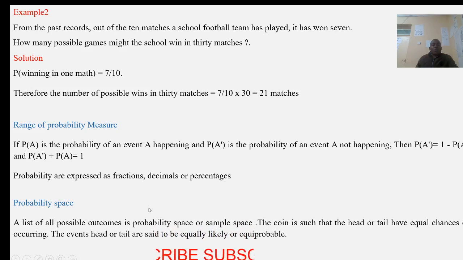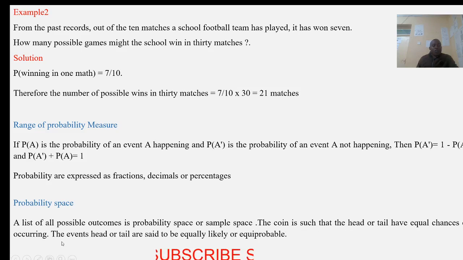And then, when we talk about a probability space, it is a list of all possible outcomes. A list of all possible outcomes is what we call a probability space or a sample space. Another name that can be used for probability space is sample space. So if you're asked to draw a probability space or a sample space, you have to list all the possible outcomes. That's what we call, like the one we saw in the table, a probability space or a sample space.